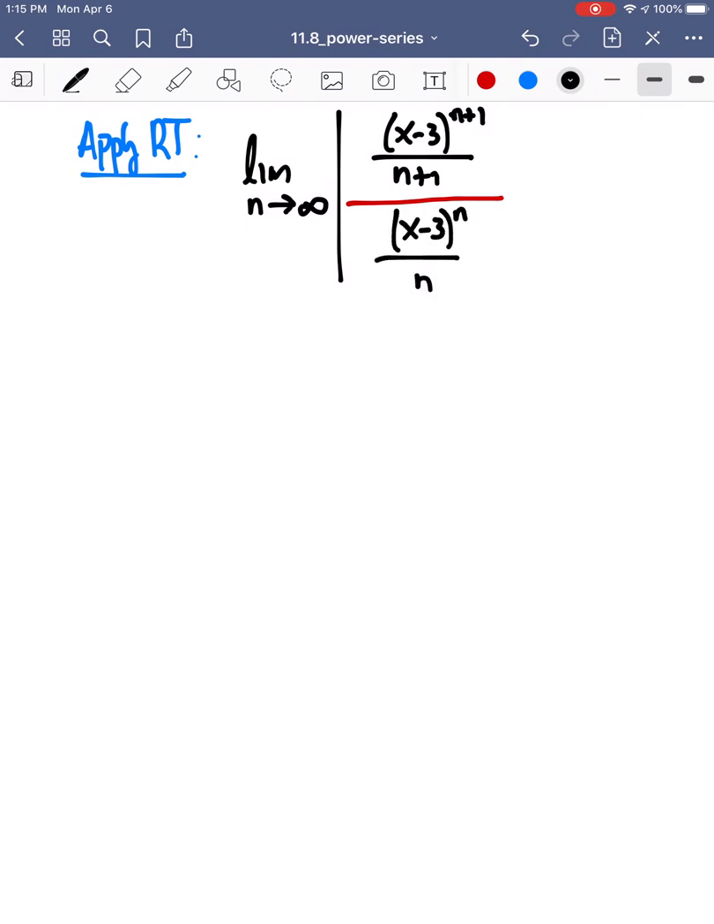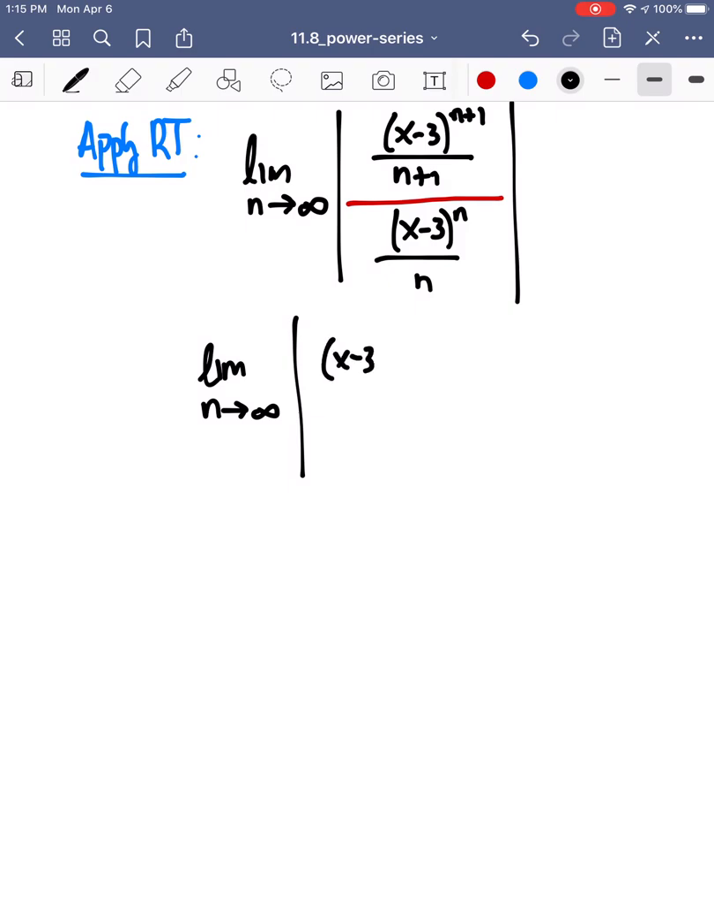So we take the limit as n goes to infinity of the n plus first term in our series, which will be (x minus 3) raised to the n plus 1 all over n plus 1, and then we divide that by the general nth term, which is (x minus 3) raised to the n all over n. And again, since we have this quotient of fractions, we reciprocate that denominator and multiply, and we can combine similar types of functions over one another.